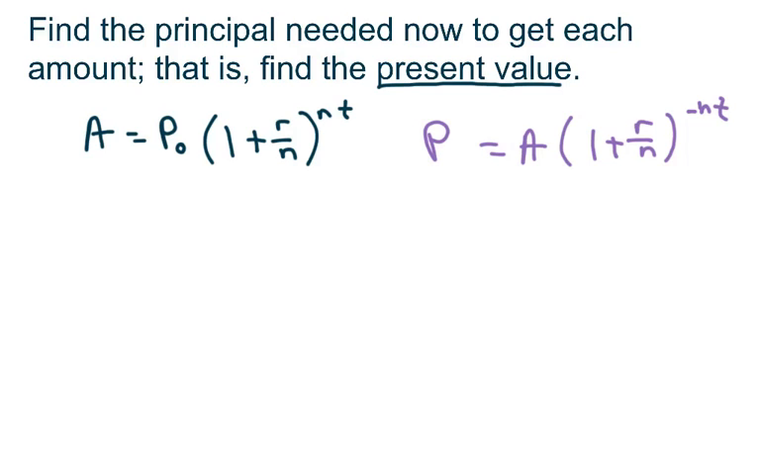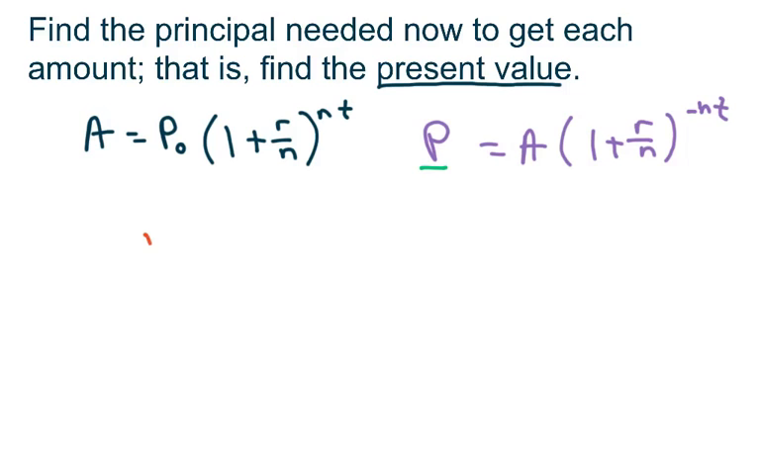Okay, so just use that formula where A is your new amount and P is your beginning amount, which is what we're looking for. R is your rate of change in decimals, and T is time. So also let's look at what N is.